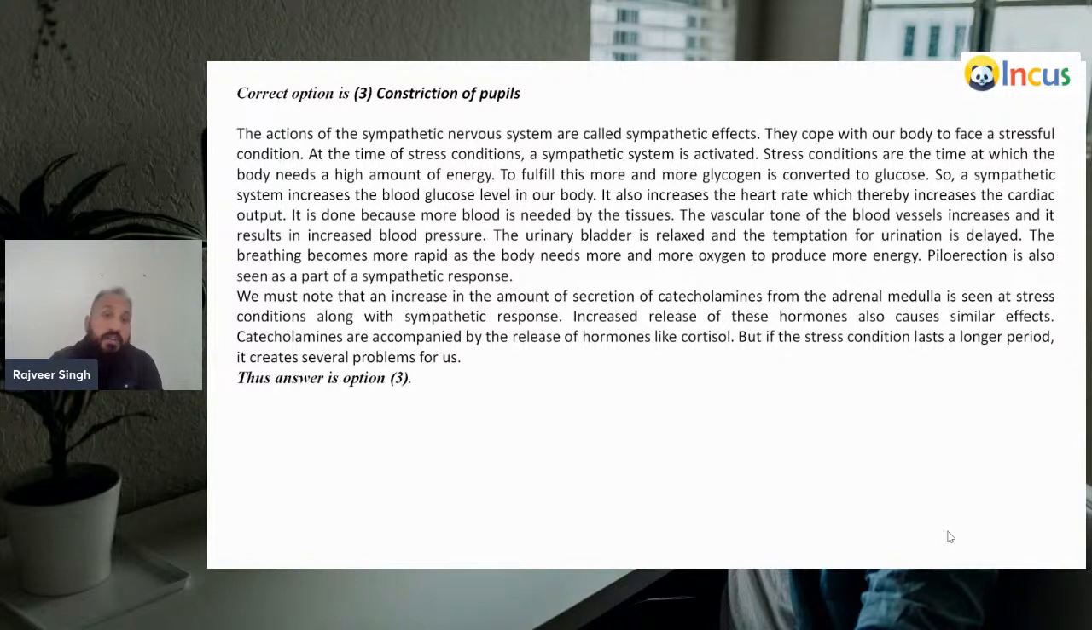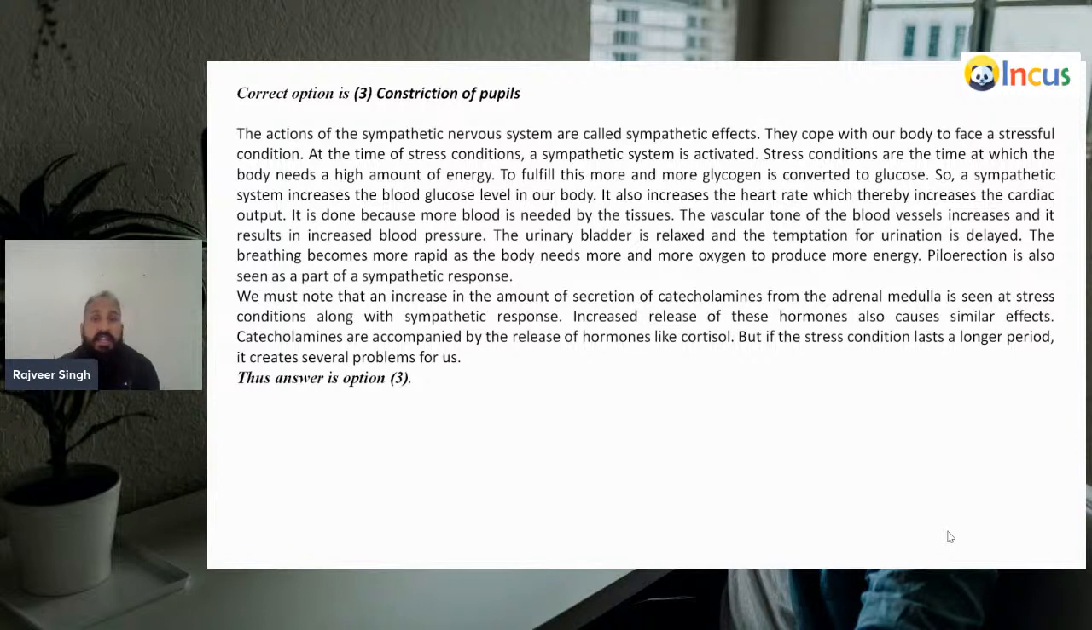This is done because more blood is needed by the tissues. The vascular tone of the blood vessels increases, and it results in increased blood pressure. The urinary bladder is relaxed, and the urge to urinate is delayed. The breathing becomes more rapid as the body needs more and more oxygen to produce more energy. Piloerection is also seen as a part of the sympathetic response.